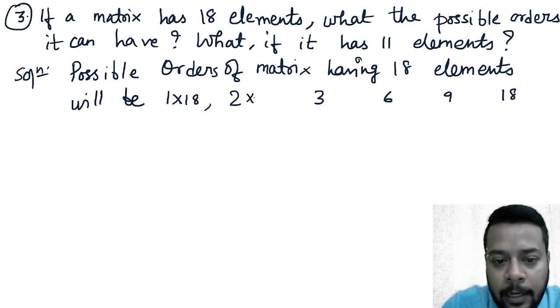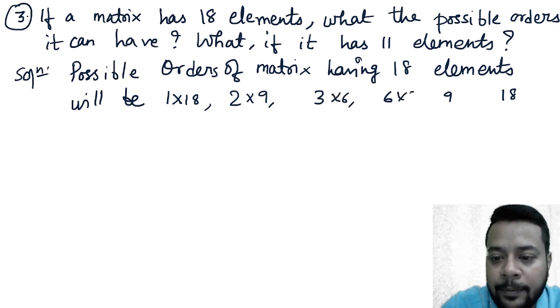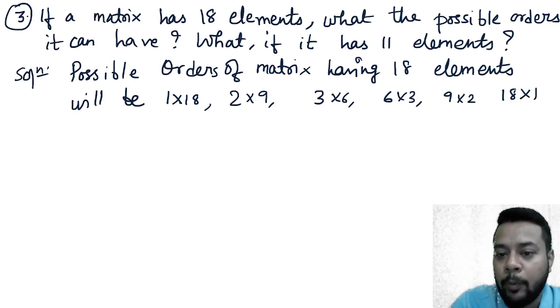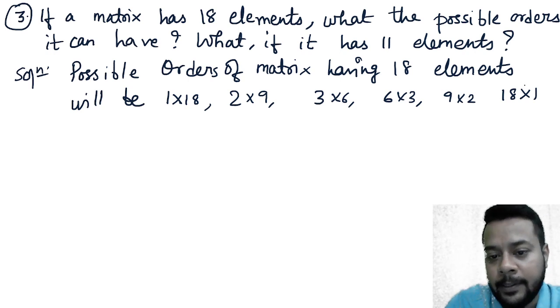2 के टेबल में कितने बार में जाता है? 9 टाइम्स में. 3 के टेबल में 6 टाइम्स में. 6 के टेबल में 3 टाइम्स में. 9 के टेबल में 2 टाइम्स में और 18 के टेबल में 1 टाइम में. So this is how we can easily write the possible orders of any number of elements.